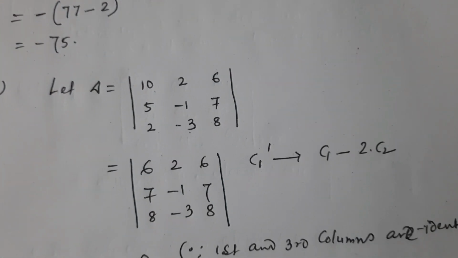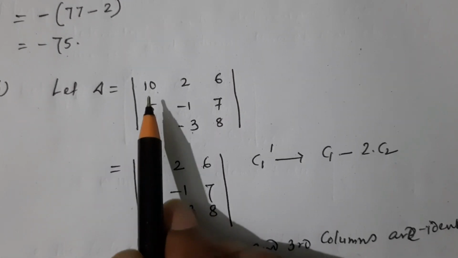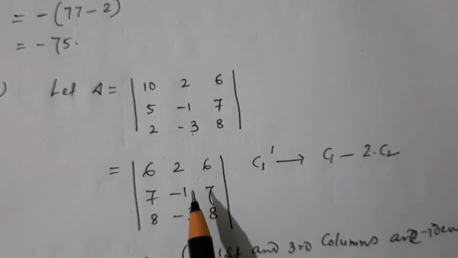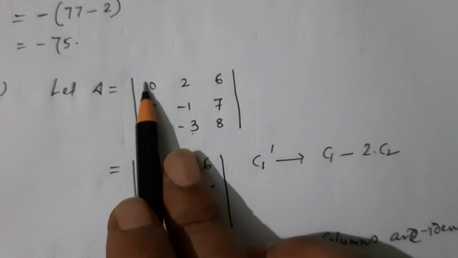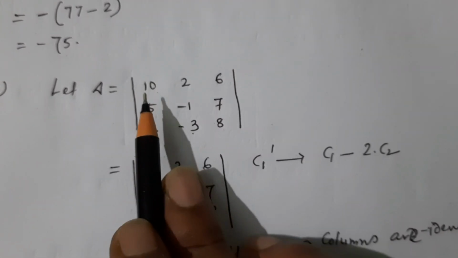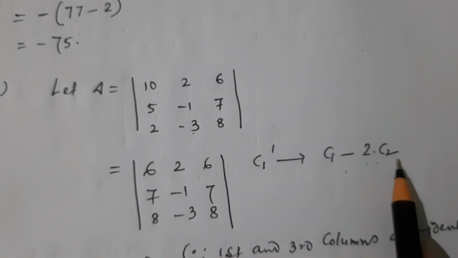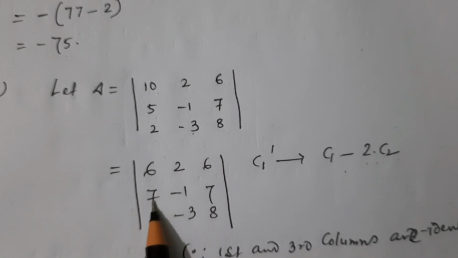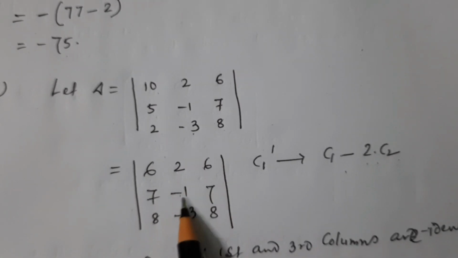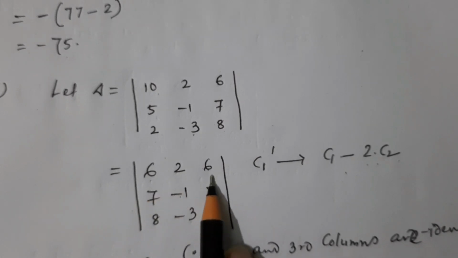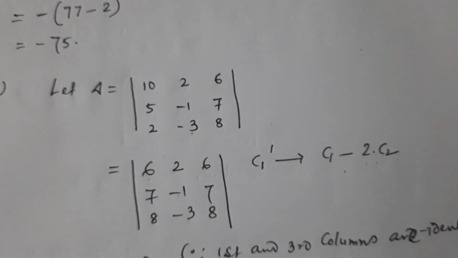Let us consider another example. Delta equals 10, 2, 6, 5, minus 1, 7, 2, minus 3, 8, and here we operate on the first column such that C1 minus 2 C2, that is equals to 6, 7, 8, 2, minus 1, 3, 6, 7, 8. Here the first column and third column are identical, so the value of the determinant will be 0.